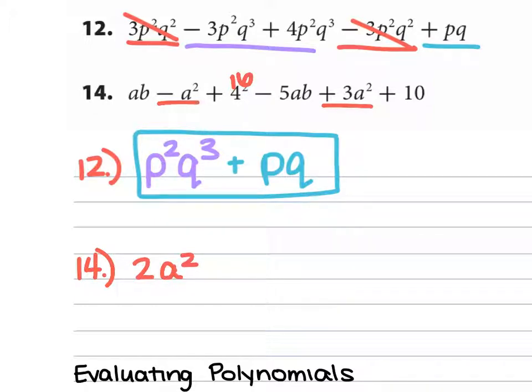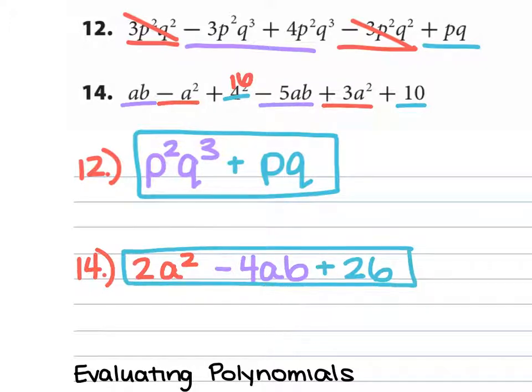From there, if we look at that negative 5AB and that positive AB, this is going to give us negative 4AB. And then lastly, we have that 16 and the 10, which we add together to get 26. So 2A squared minus 4AB plus 26.